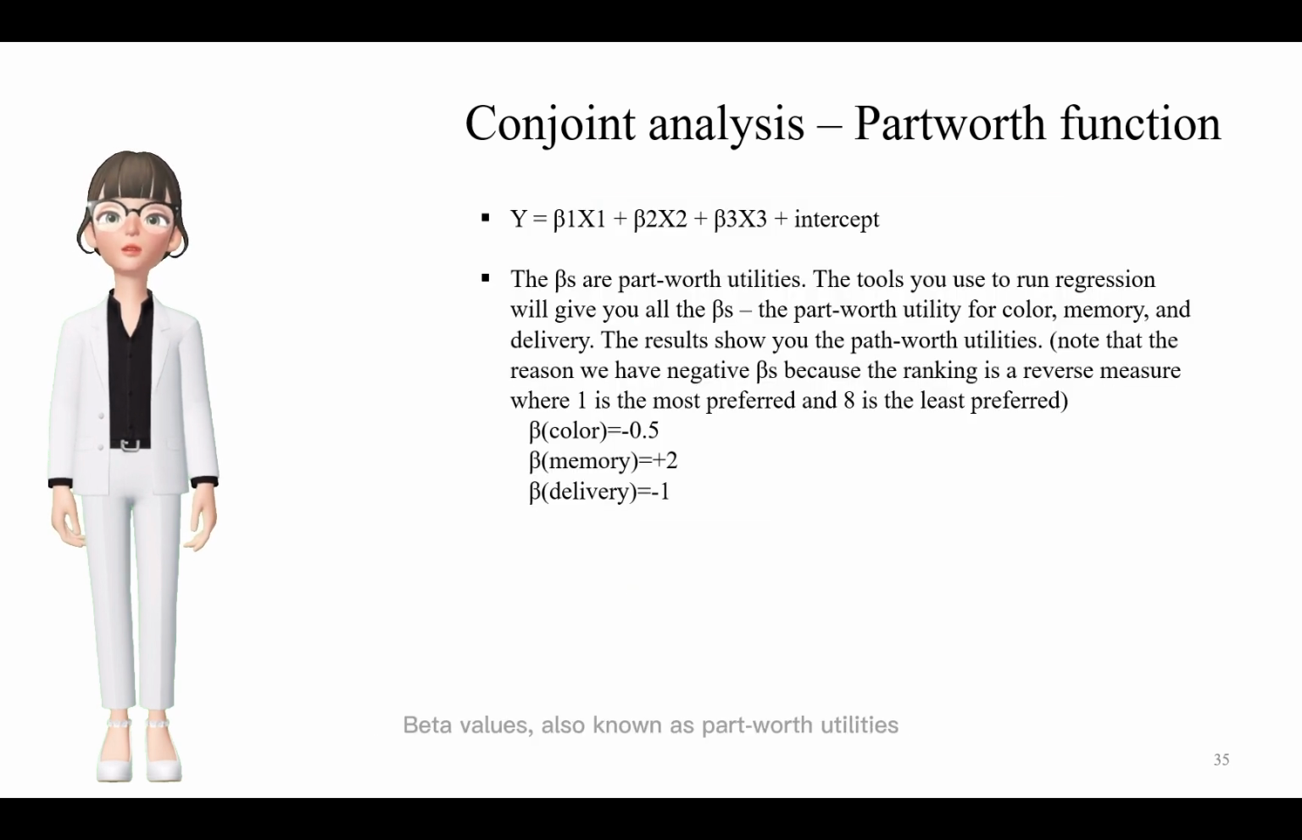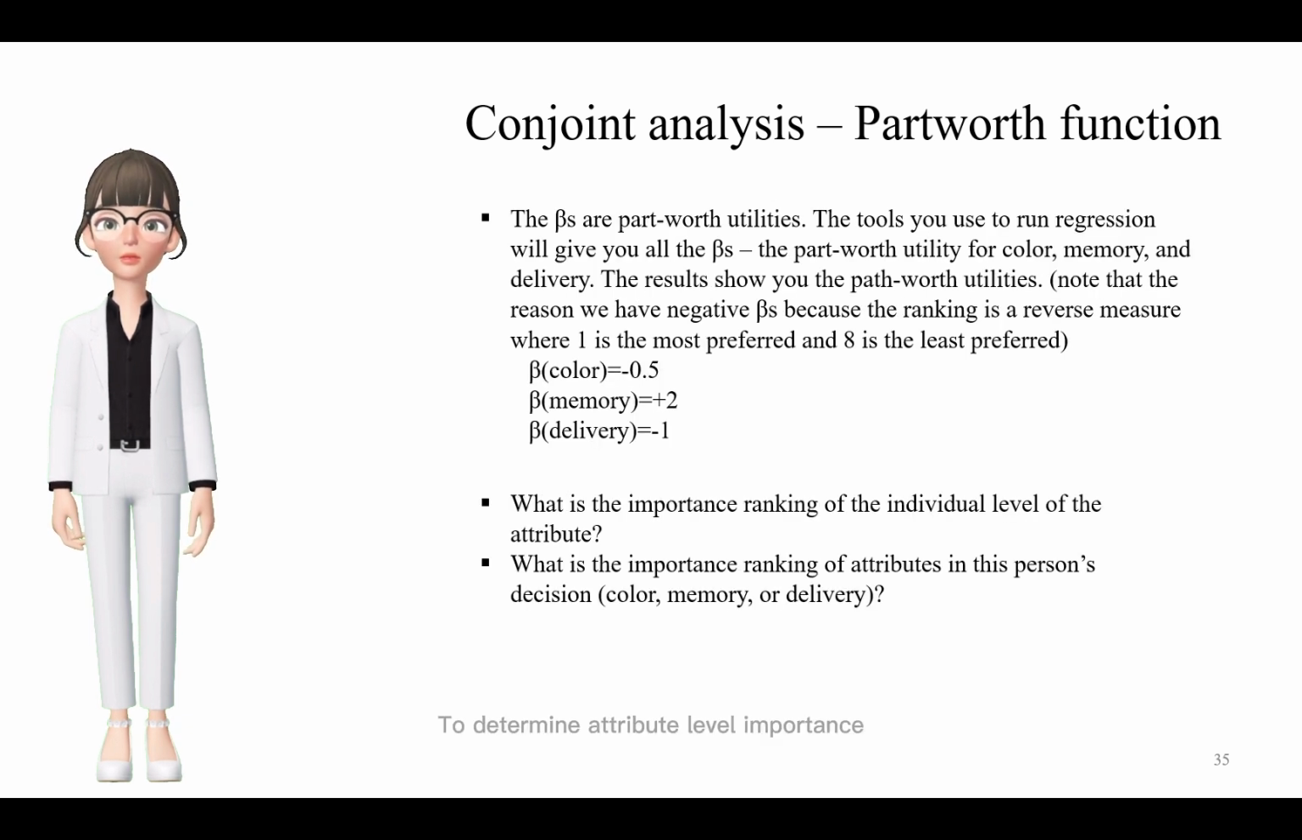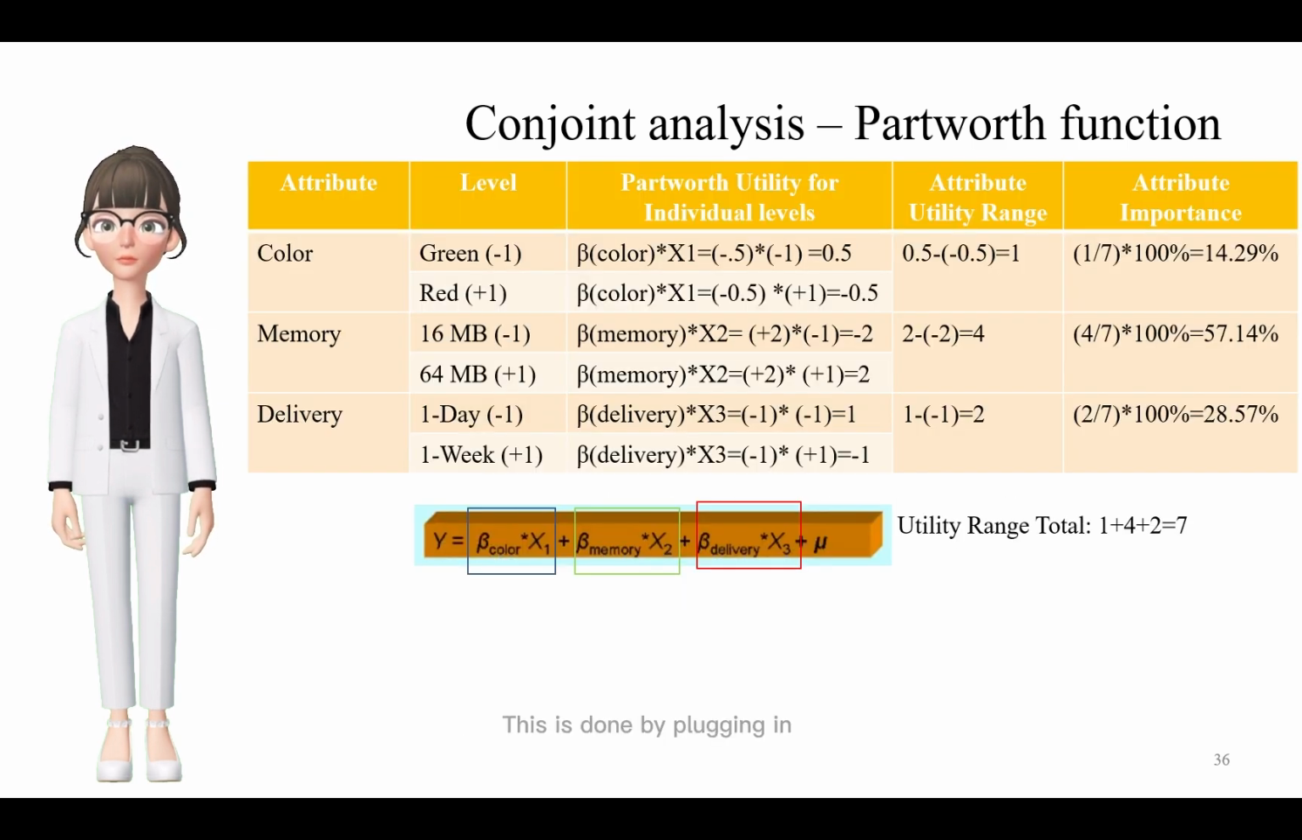Beta values, also known as part-worth utilities, are obtained through conjoint analysis software. For example, engineers can provide beta values for color, memory, and delivery. The beta for color is -0.5, the beta for memory is 2, and the beta for delivery is -1. To determine the attribute level importance, we need to calculate the part-worth utility for each level of an attribute. This is done by plugging in the beta value given by the regression report and the value assigned to each level.